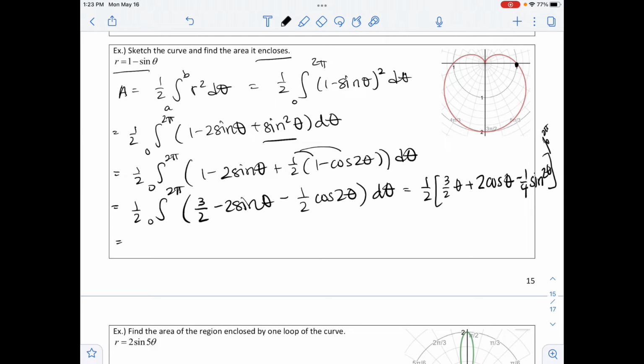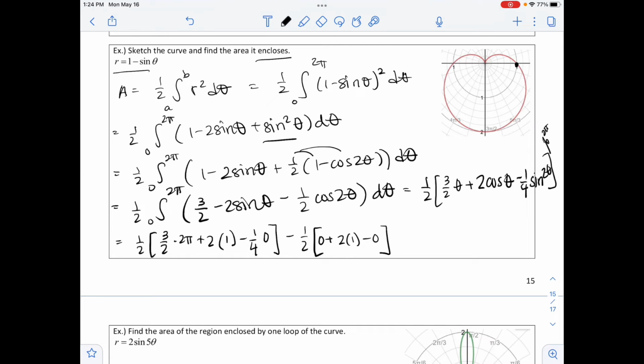So substituting in 2 pi first, we have 1/2 times 3 over 2 times 2 pi plus 2 times cosine of 2 pi is 1, minus 1/4 times sine of 2 times 2 pi would be 0, minus 1/2, and substituting now in 0, we have 0 plus 2 times cosine of 0 is 1, and then minus 0 for sine, because sine of 0 would just be 0.